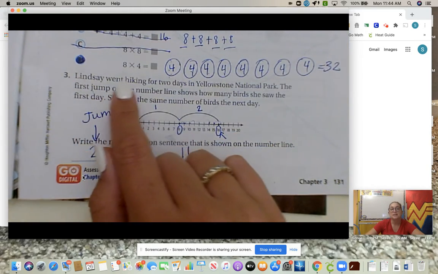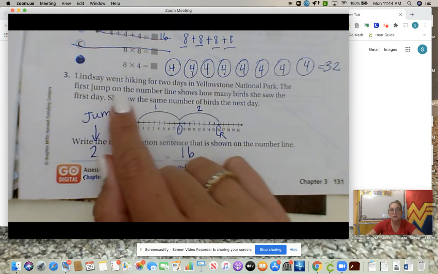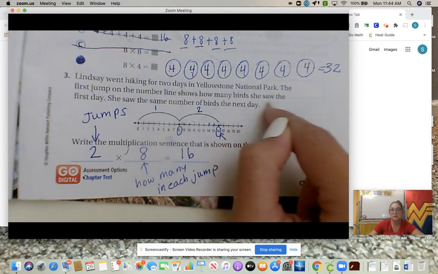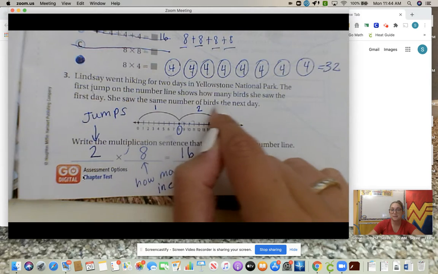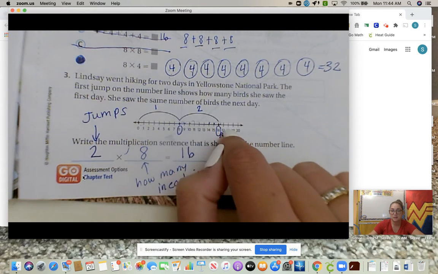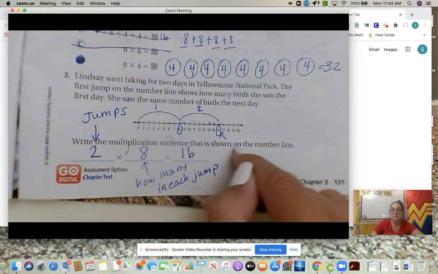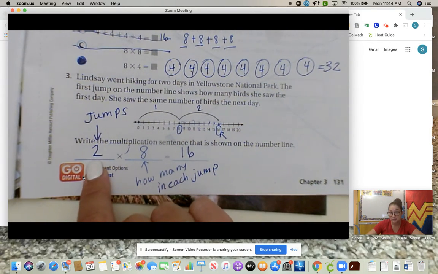Number 3. Lindsay went hiking for 2 days in Yellowstone National Park. The first jump on the number line shows how many birds she saw the first day. So day 1. She saw the same number of birds the next day. So another jump, day 2. Write the multiplication sentence that is shown on the number line.